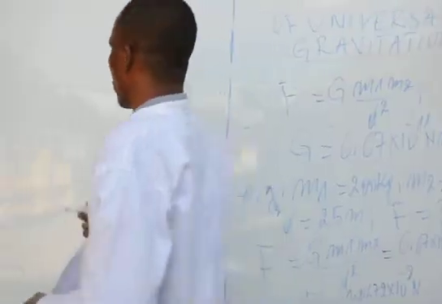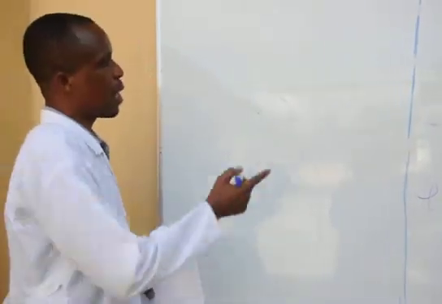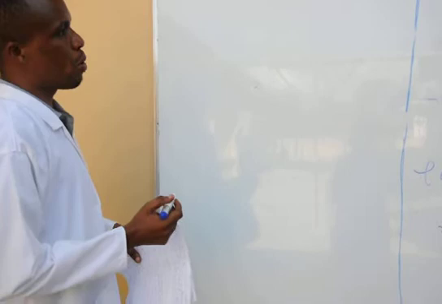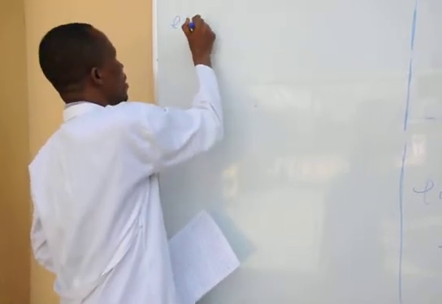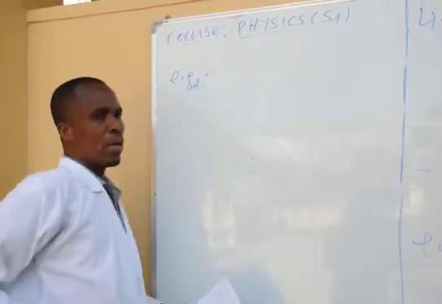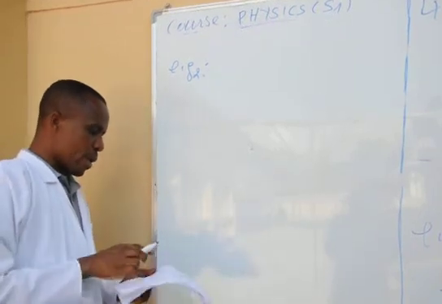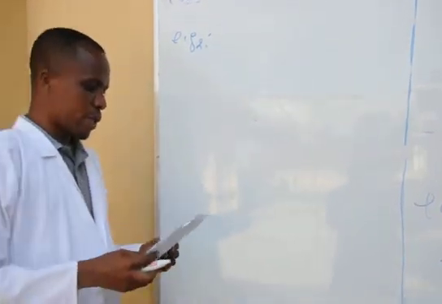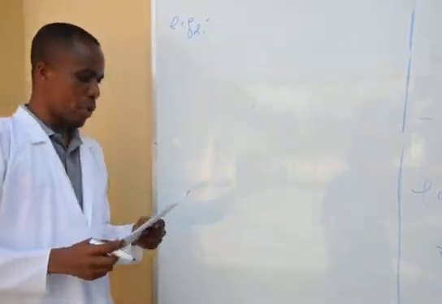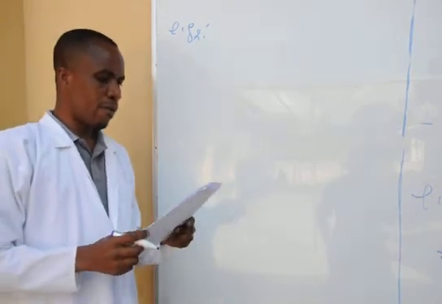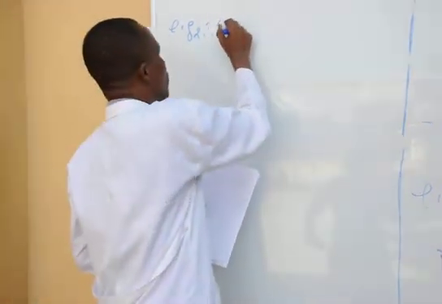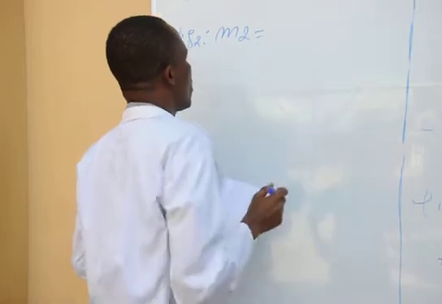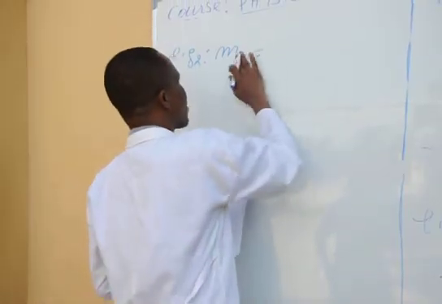Let's try to take the last example about Newton's law of universal gravitation. That is example number 2. That example is the following. The attractive force between two objects of masses. We have two bodies of the following masses.